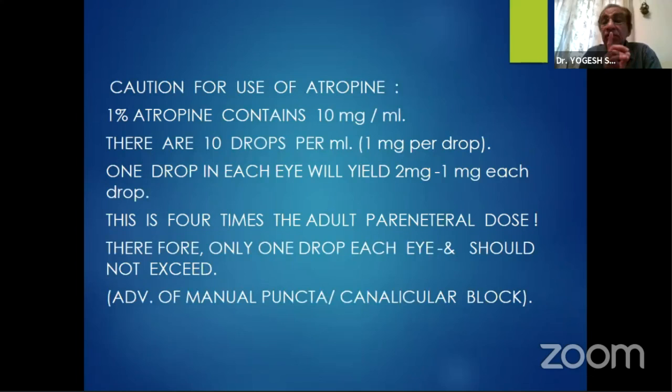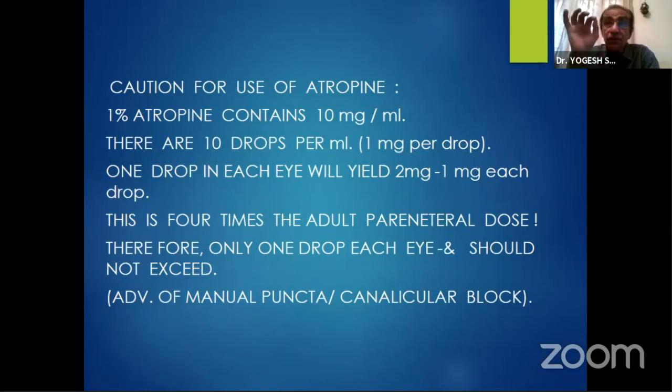Now, atropine is used very judiciously in all cases. I especially use it up to 3 years of life, not only 1 but 3, but only ointment. Now, remember this thing, this is very important. 1% of atropine contains 10 milligram per ml. We all know that. What is the meaning of 1%? The meaning of 1% is 10 milligram per ml. Now listen carefully. There are 10 drops per ml.